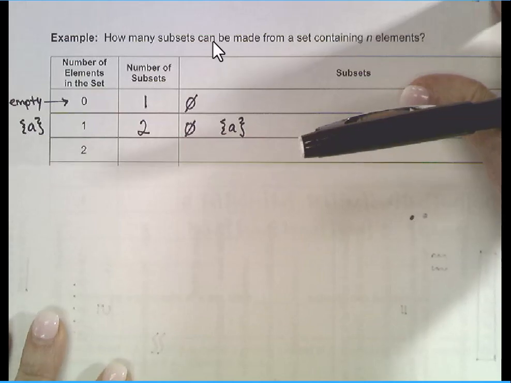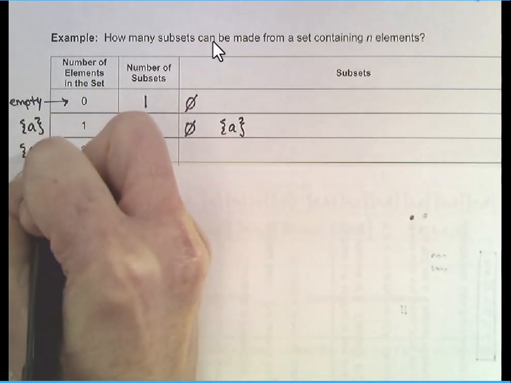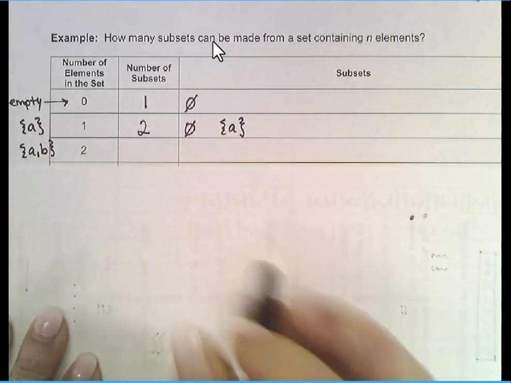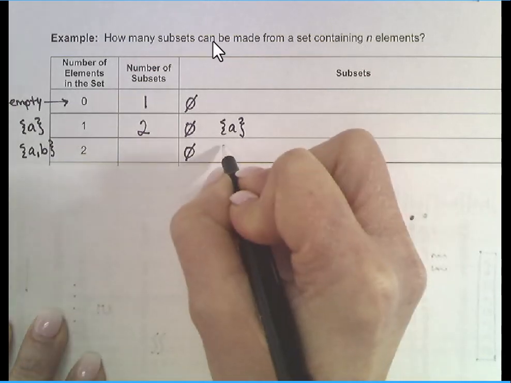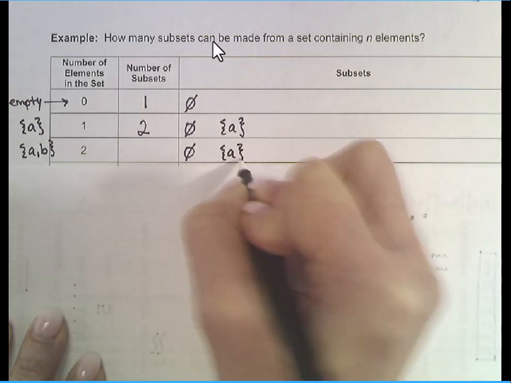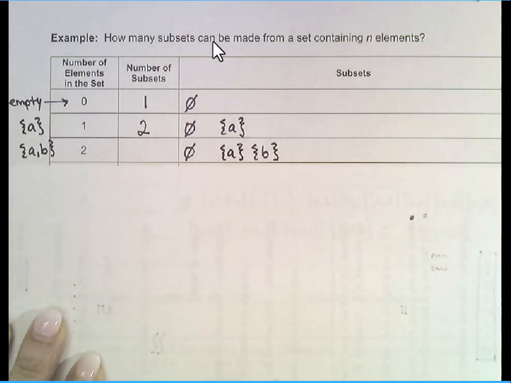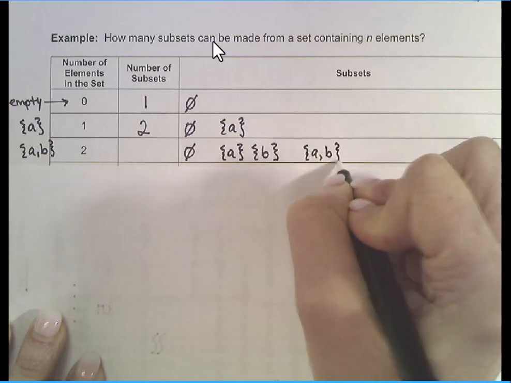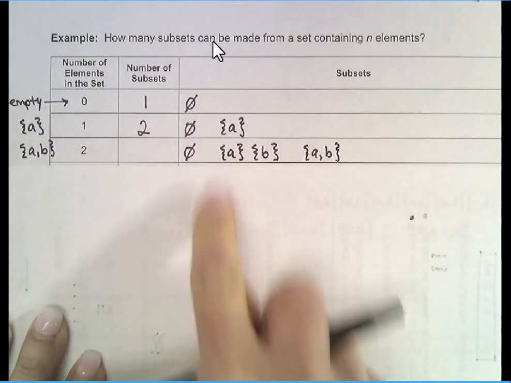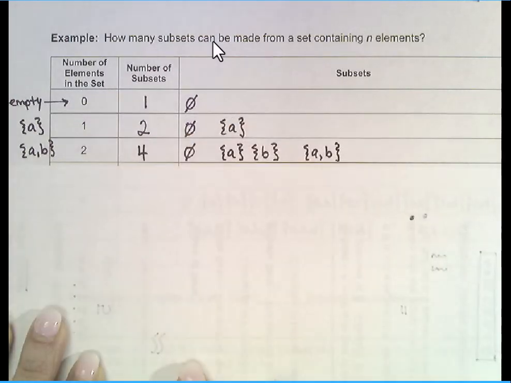So what if your set has 2 elements? So what if your set is like this, A, B? Maybe that's our set. Well, we'd have the null set, and let's list out all the singles. The singles would be A by itself, and B by itself. And then the doubles would be A, B, and we can't go bigger than doubles because we only have 2 elements. So that looks to me like there are 4 subsets that are possible.